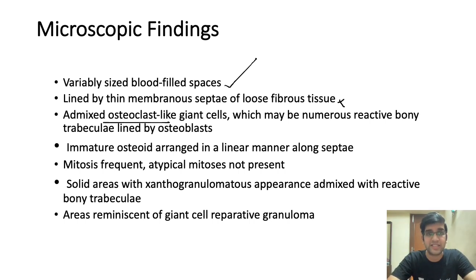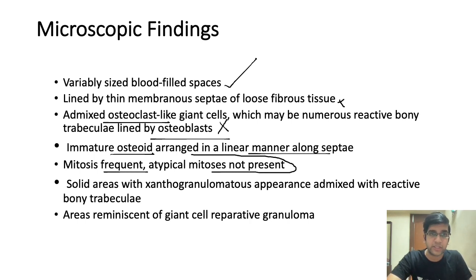Admixed with osteoclast-like giant cells for sure, with numerous reactive bone-lined trabeculae by osteoblasts. Again, this is what I was mentioning, that I do have osteoblasts, I do have reactive bone formation, which you saw in those images, but everything was lined by osteoblasts, so it's a reactive bone formation, not a neoplastic bone formation, right? Immature osteoid arranged in linear fashion along the septa, that's fine. Mitoses are frequent, atypical mitosis not present. Though we didn't see mitosis here, aneurysmal bone cyst can be mitotically active, but important thing, atypia and pleomorphism are unlikely to be in aneurysmal bone cyst, right?